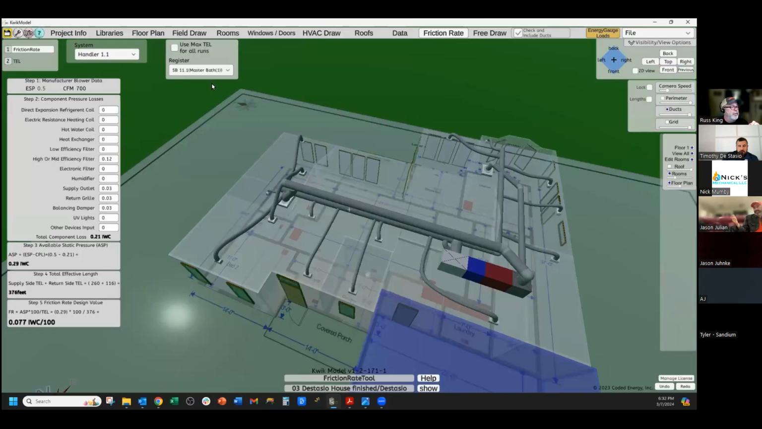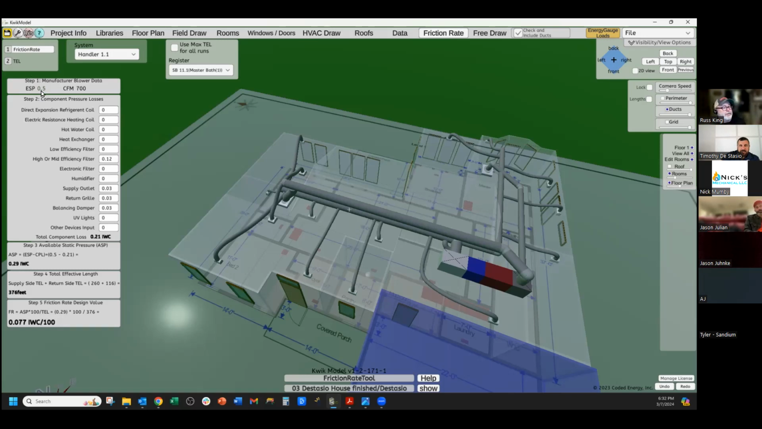Here it is, 0.5 and 700 CFM. So this right here is a condensed version of the Manual D friction rate worksheet. If you've ever seen a Manual D, it's the friction rate worksheet with the little graph on it. Anyways, this is a condensed version of that.